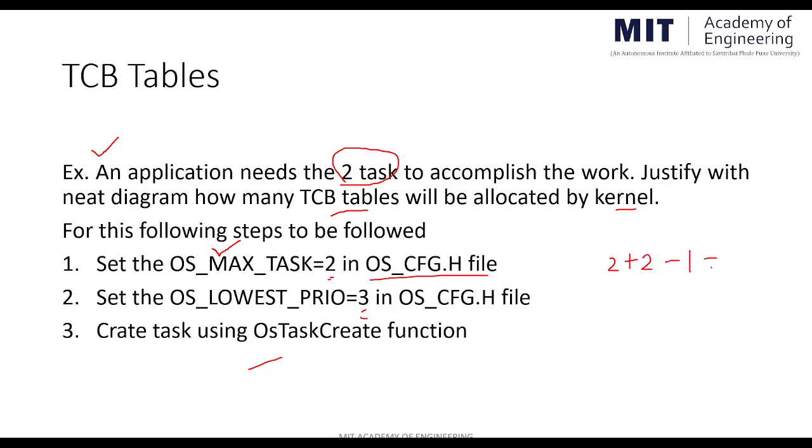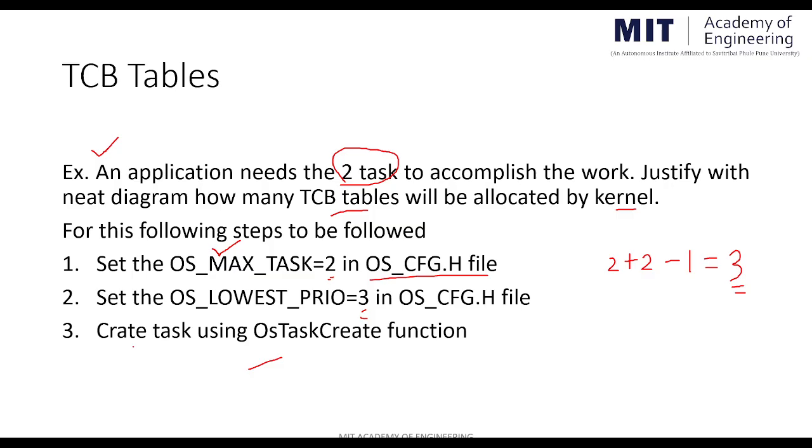This is the formula which we saw in the previous slide. So it will give me the value 3. So maximum 0, 1, 2, 3. In such a way, 0 to 3 TCB tables are required here. So the lowest priority task number should be 3, which is the priority of our idle task.